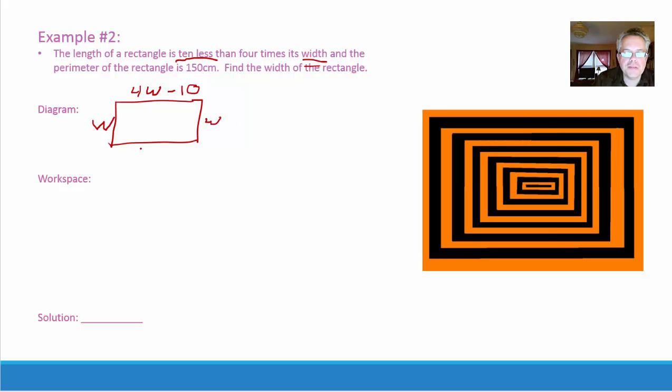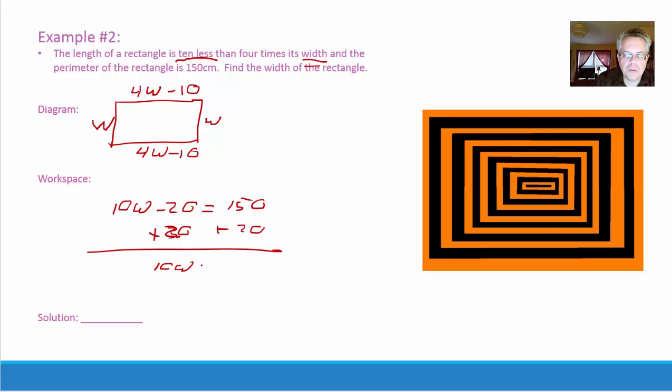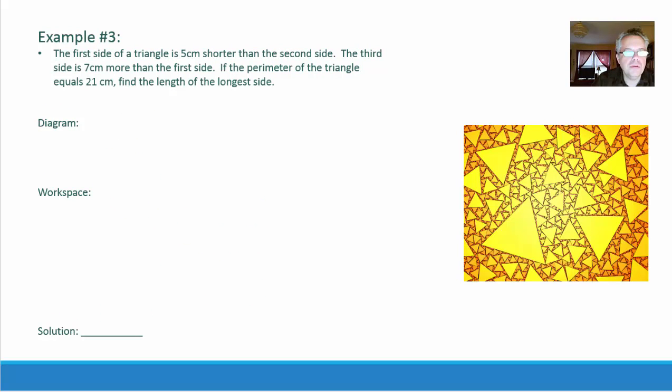Okay, label all the sides if you want. Add them up to find the perimeter. I get 10W minus 20 equals 150. Okay, we can solve this real quick. I'm going to add 20 to both sides. And I get 10W equals 170. Divide by 10, you get W equals 17. So 17, and I think the units were centimeters. No problem. Draw a diagram. Okay, since it expresses the length in terms of the width, make the width the variable. All right, half done. Here we go.